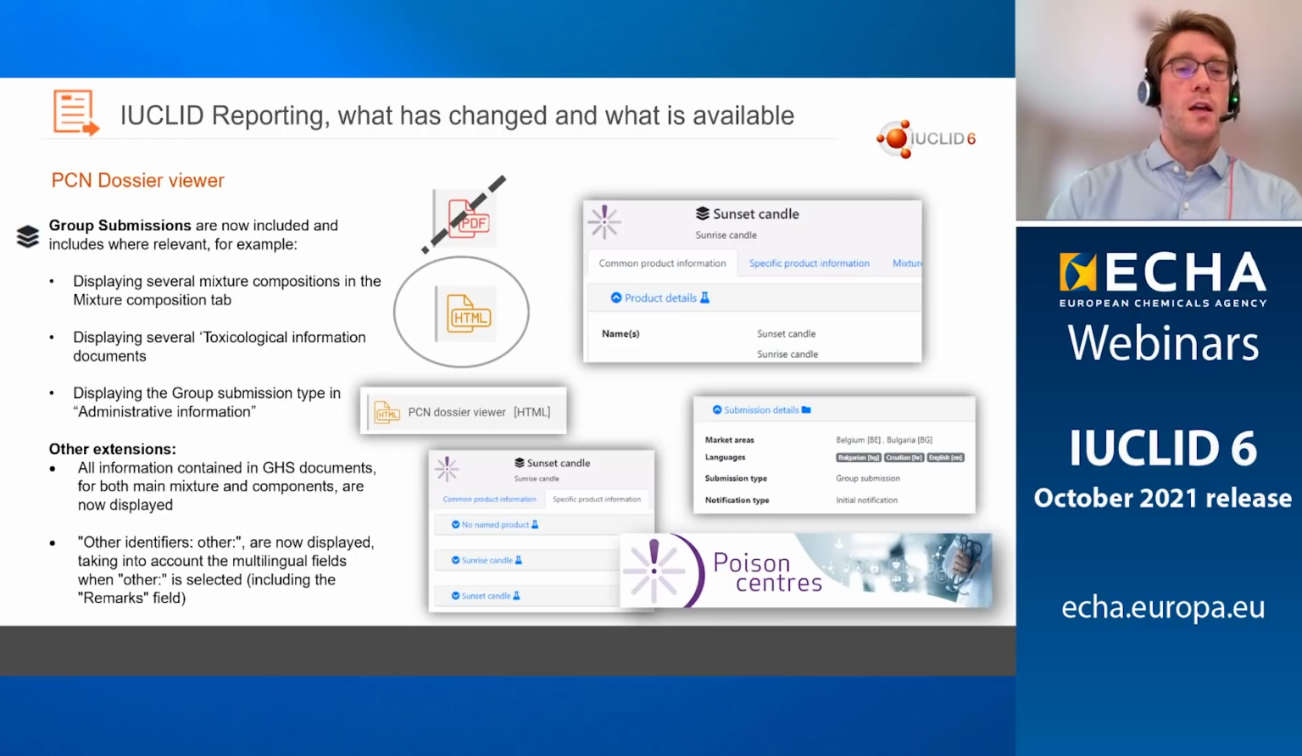Other improvements and extensions include, for instance, now the PCN dossier viewer reporting contains for both the main mixture and its components all the relevant GHS documents. And also in the other identifiers section, the other pick list item is now included in the report, and this includes all multilingual content in this other pick list value. It should also be said that this also includes the remarks field, which is part of other identifiers.